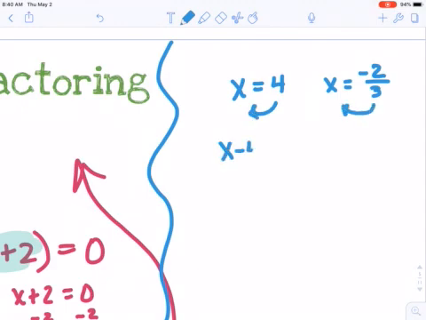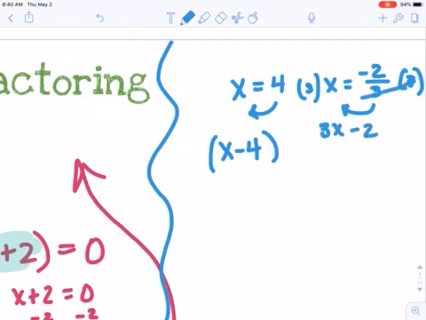So I'm going to subtract the 4 over and make a factor. And I'm going to do this 2/3 in 2 steps. I'm going to multiply both sides by 3. So I've got 3x equals minus 2, sorry. And then I'm going to add that 2 over. So I've got 3x plus 2. Now I have 2 factors.